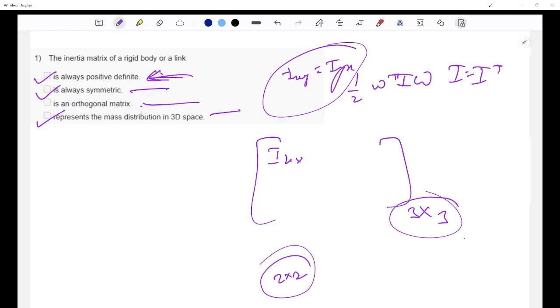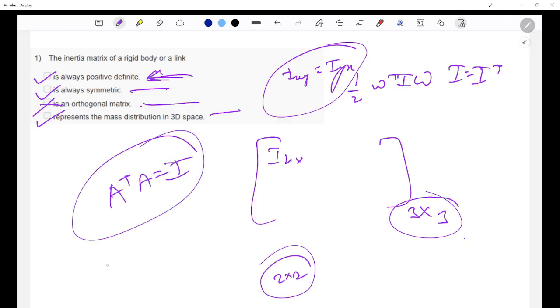The third option, that it is an orthogonal matrix, is incorrect. Why? An orthogonal matrix means A transpose A should be equal to the identity matrix. For example, our rotation matrix is orthogonal. But the entries of the inertia matrix depend entirely on mass and geometry and not rotations. Thus, inertia matrices are not orthogonal matrices, so this option is wrong. Rotation matrix is orthogonal, inertia matrix is symmetric.